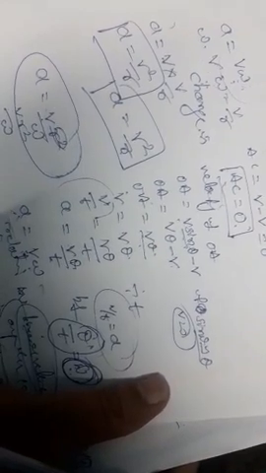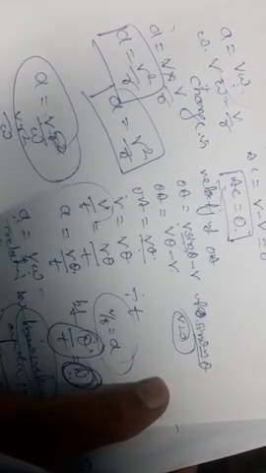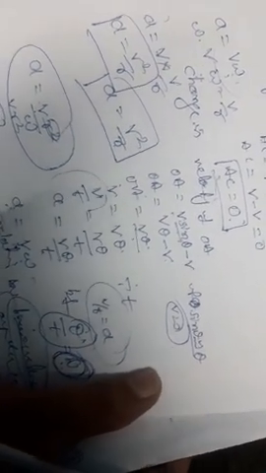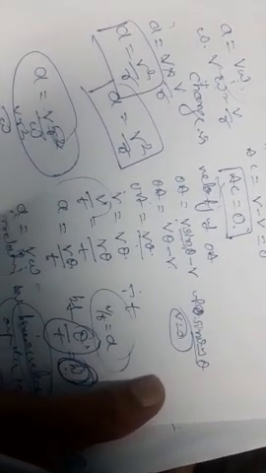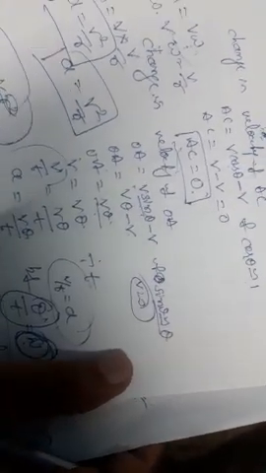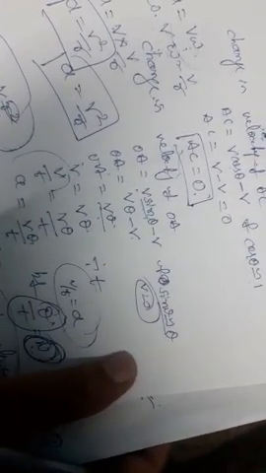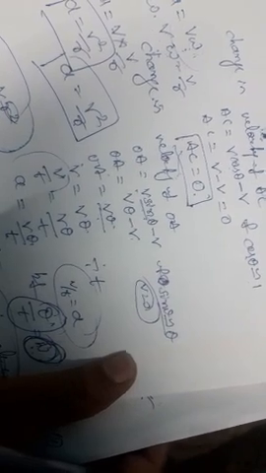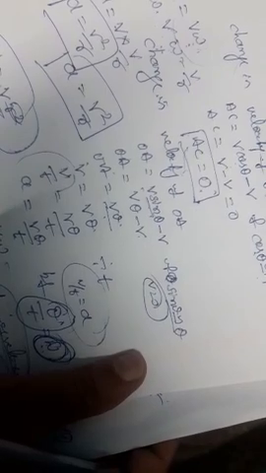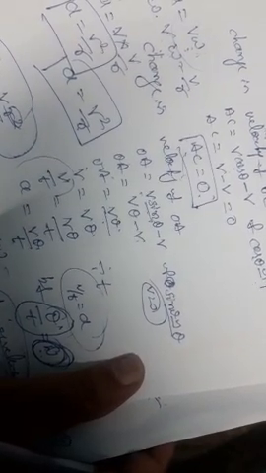This is the concept of centripetal acceleration. First of all, what is the meaning of circular motion? Circular motion means the particle moves in a circular path. There are two different physical quantities of circular motion: one is centripetal acceleration, the second one is centripetal force.